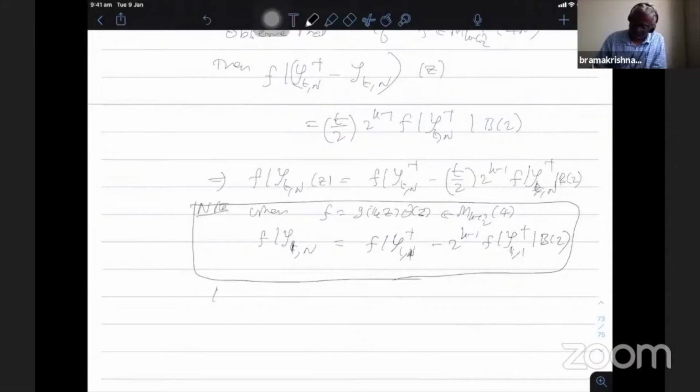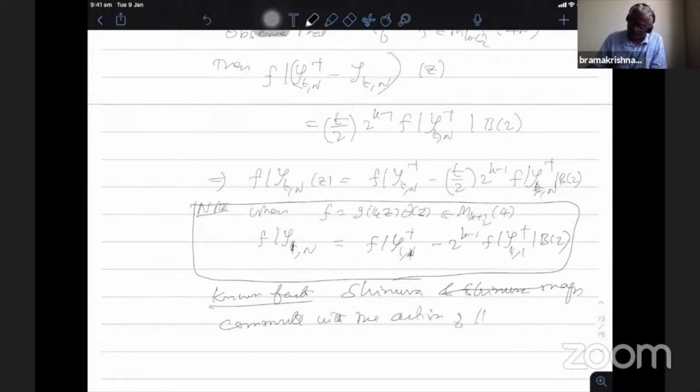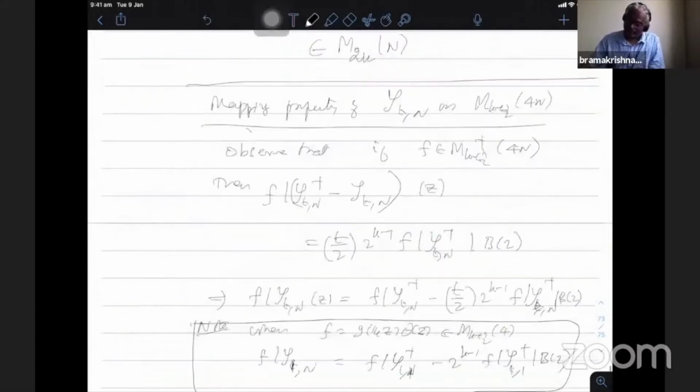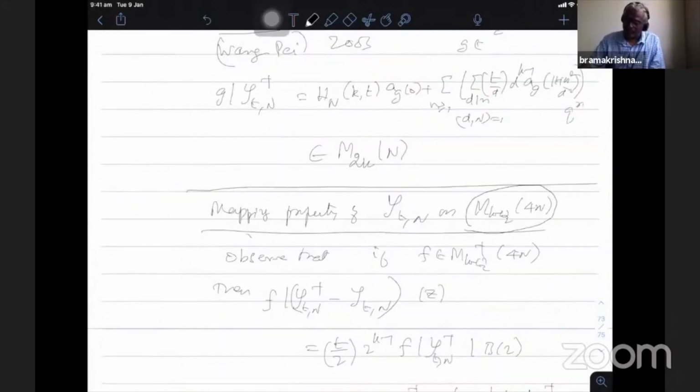Okay, so known facts: the Shimura map, I think not necessarily the Shimura map, commutes with the action of Hecke operators, and also the Eisenstein series in this space is generated by the Cohen Eisenstein series and its duplication. So when you look at this particular M_{k+1/2}^+(4n) with n odd square free, there won't be any new Eisenstein series as such. All of them can be obtained using the Cohen Eisenstein series and its duplication.